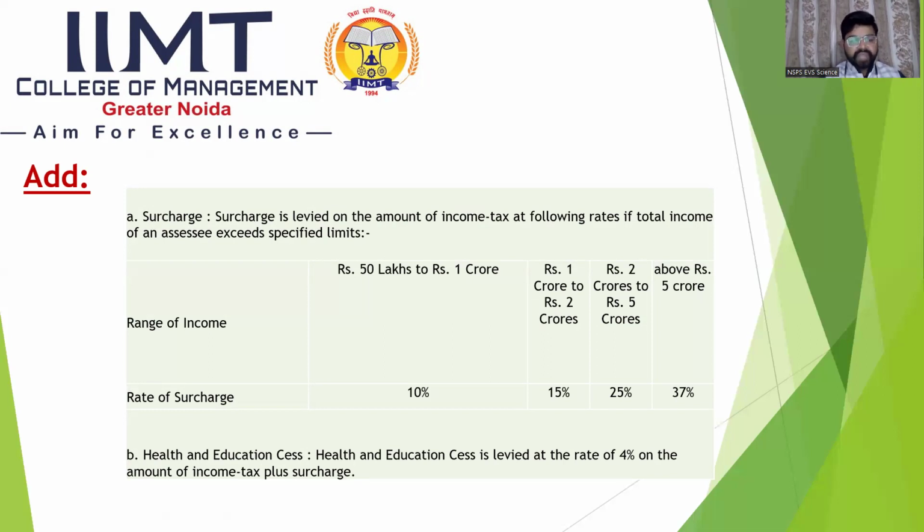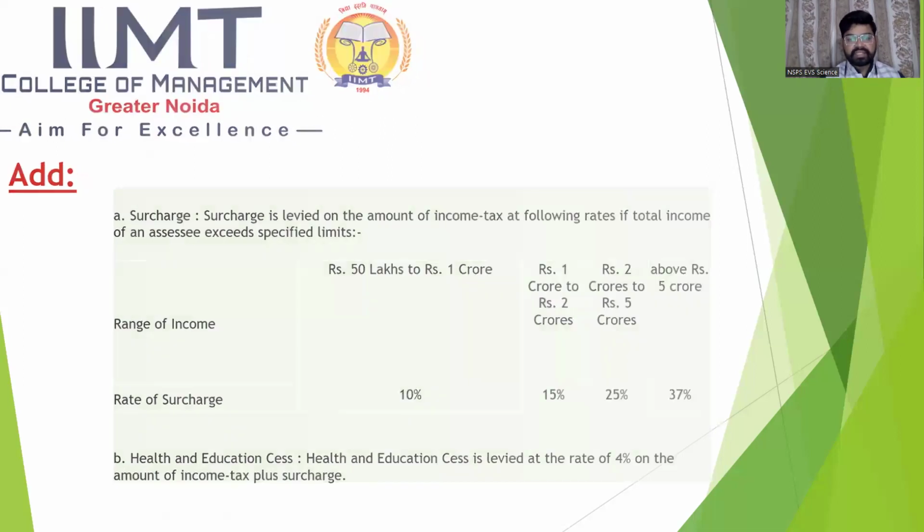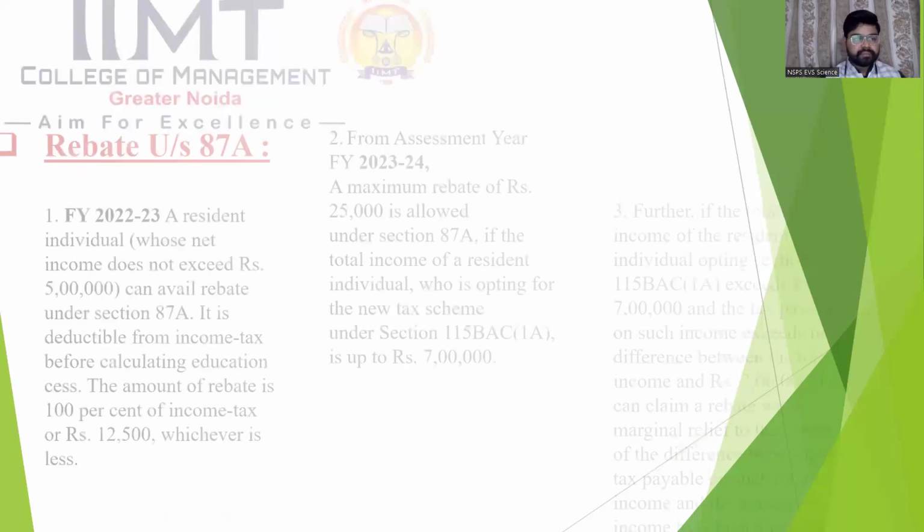The second point is health and education cess. Beyond the tax, the health and education cess is also levied by the government. That is, health and education cess is levied at the rate of 4% on the amount of income tax plus surcharge. That is 1% for health, 2% for primary education, and 1% for higher education. These are the components of the 4% health and education cess: 1%, 2%, and 1%.